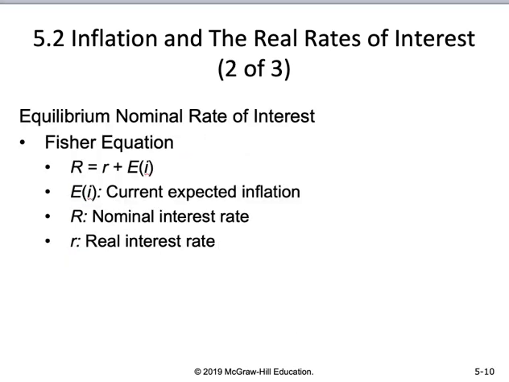Here's the actual equation that Irving Fisher introduced in the 1930s. The one we just looked at is a rearrangement of this Fisher equation. In this case, he solved for the nominal rate, R. In the last slide, we solved for the real interest rate. Here we're solving for the nominal rate, and it is the real rate plus the expected inflation. Expected, not historical, but expected inflation.